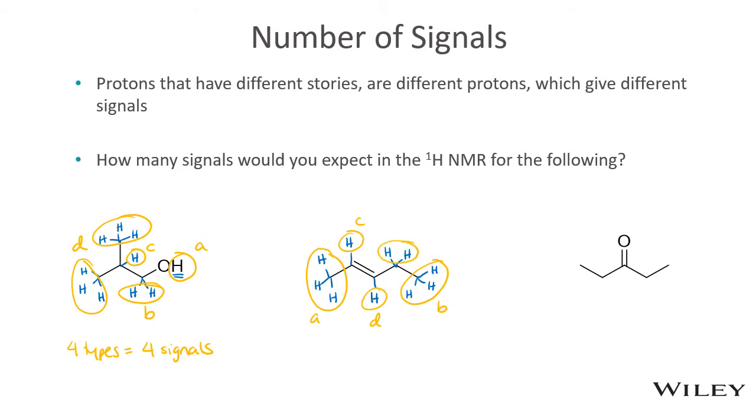And lastly, we have a set of 2 hydrogens in the middle of proton D and proton B. There's no other set of 2 hydrogens, so these are going to make it their own type, and we'll call those type E. So we have 5 different types of hydrogens, so we would expect 5 signals.